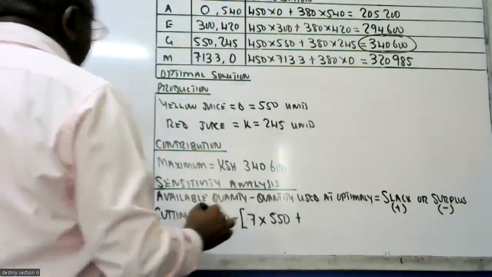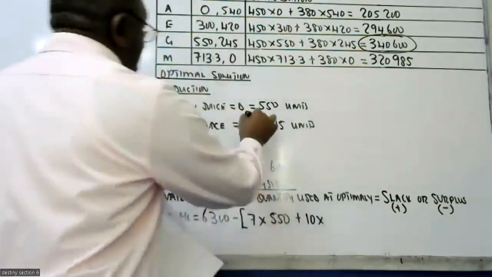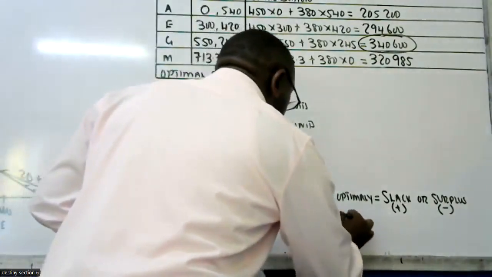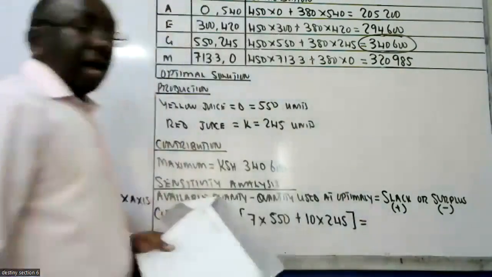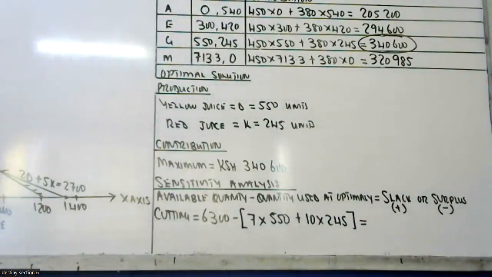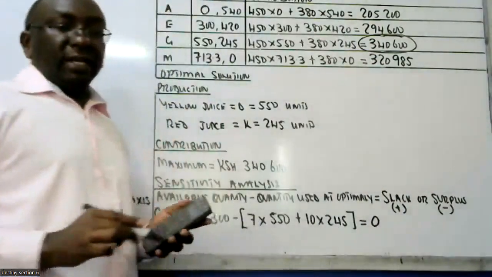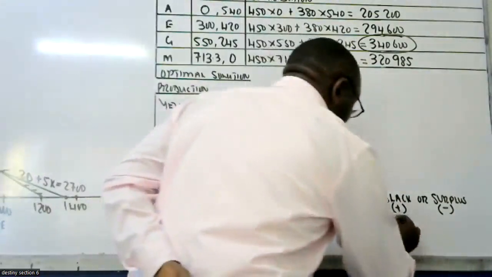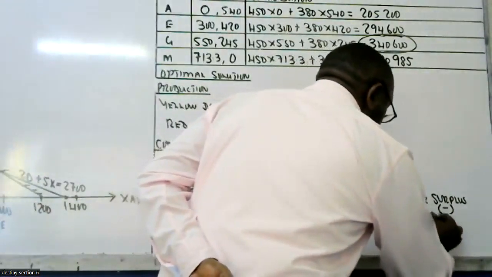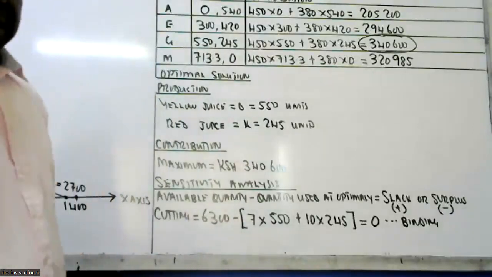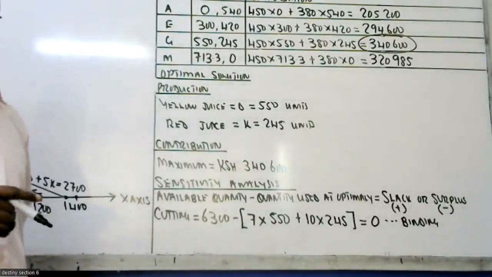plus 10K. K tumesema we are producing 245. And when you put those figures in the calc, you say 6,300 minus, in brackets, 7 times 550 plus 10 times 245, it is 0. So if it is 0, that means the resource is binding. Binding means it has been fully utilized. Hakuna kitu imebaki. Everything has been used.